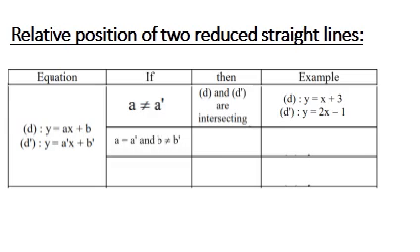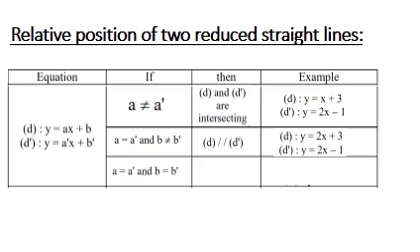But if a equals a' and b is not equal to b', then the two straight lines are parallel. As you see in this example, they have the same slope, so definitely they are parallel. And in the third case, if a equals a' and b equals b', then those two straight lines are confounded because they have the same coefficients. As an example, y = x - 1 and y = x - 1 is the same straight line, so they are equal, and we say that they are confounded.